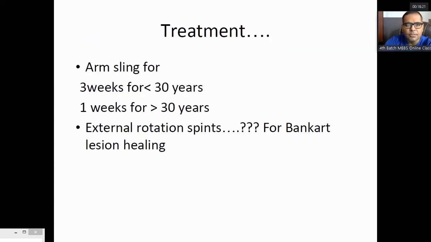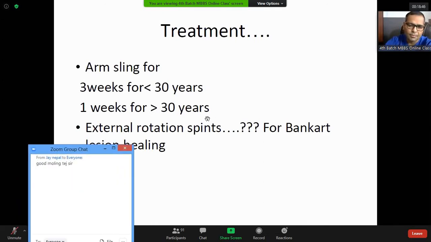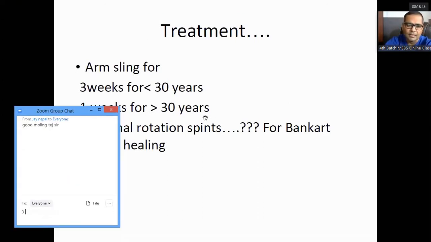So coming to the treatment, all that is required is only an arm sling for a few days for elderly patients beyond 30 years, because these patients are prone to stiffness. So for more than 30 years, we keep the arm sling just for a week and give analgesics on an as-required basis for a few days, and then when pain subsides, we no more give the analgesics.